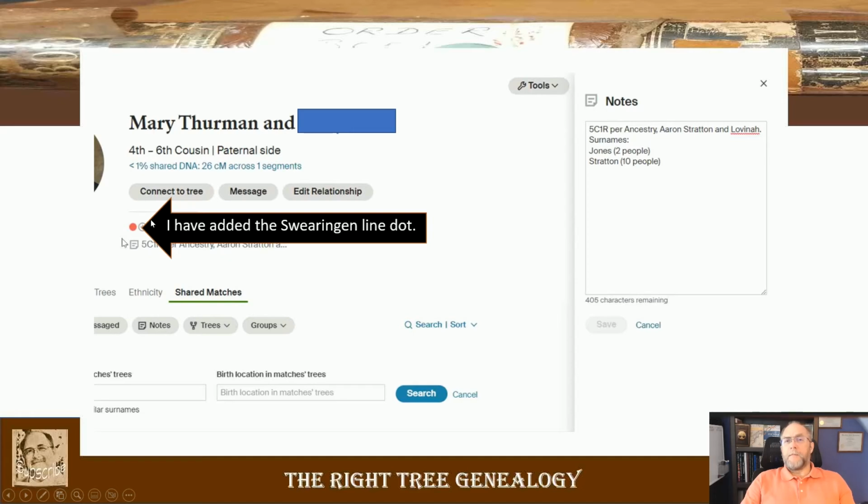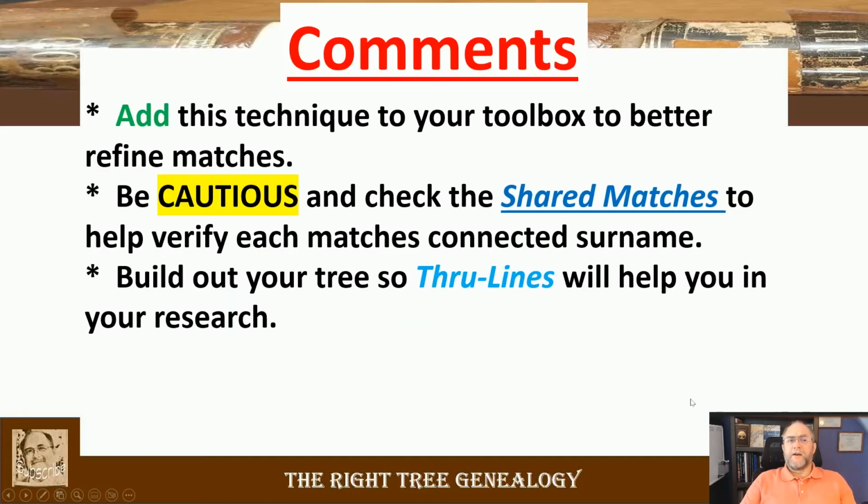Also, since this is through my mother's paternal line on the Swearingen side, I have added the Swearingen dot to this match. Some of the comments I would add here are: you should use this technique, doing the common ancestors and picking the paternal side or maternal side to do your research. That is a piece of the toolbox that you should have. And be cautious. Make sure you look at the shared matches and see that it is significant. The common ancestor they reference or recommend to you should make sense, that it's possible that person could be kin to you, because if different surnames show up, then you need to evaluate that even further.